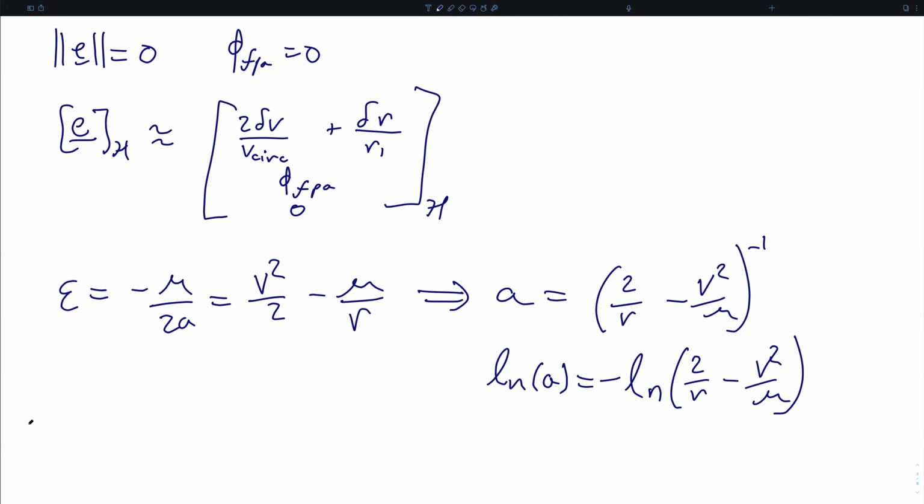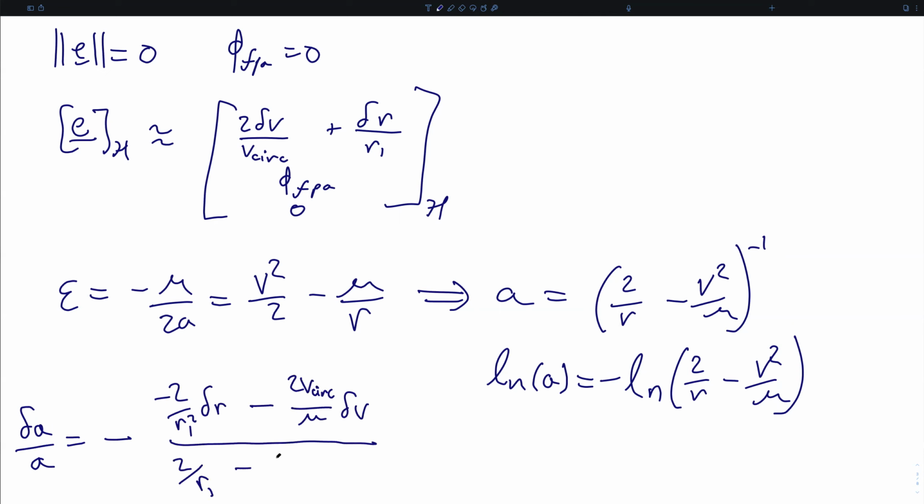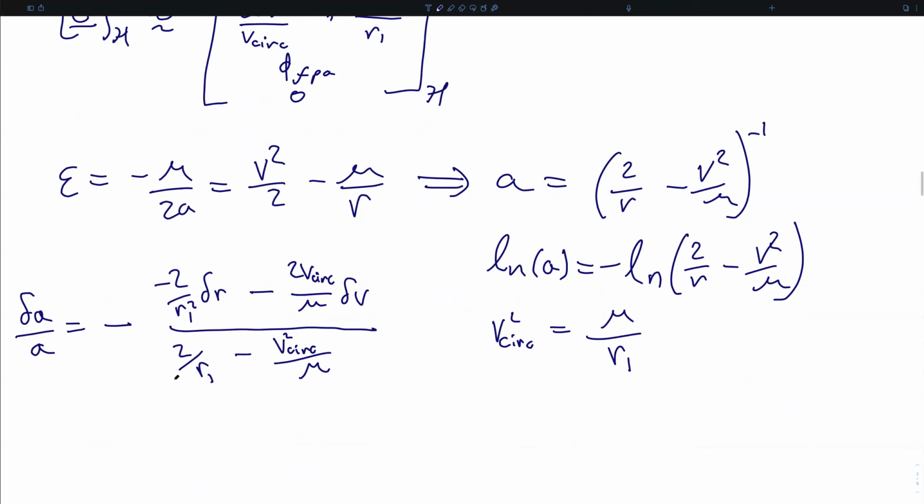And this allows us to write the associated differential term, da over a, as negative of -2 over r1 squared times the variation in the orbital radius, minus 2 times the circular orbit velocity over the gravitational parameter times the variation in the orbital velocity, over 2 over r1 minus the circular orbit velocity squared over mu. Recall that the circular orbit velocity squared can be written as the gravitational parameter over the circular orbit radius, and therefore this denominator can be simplified to just the reciprocal of r1.